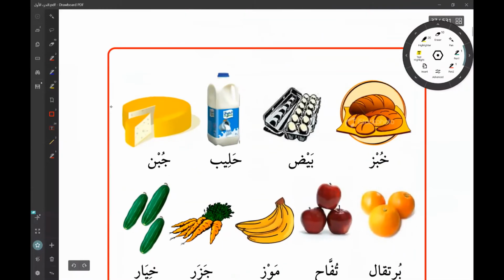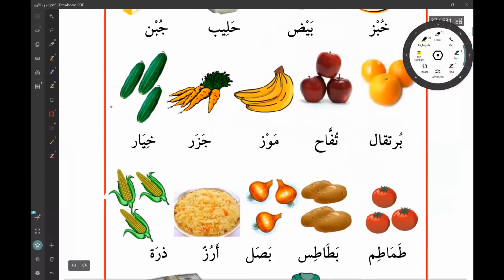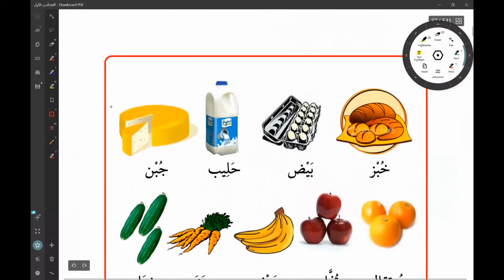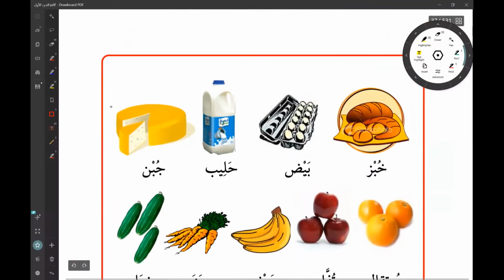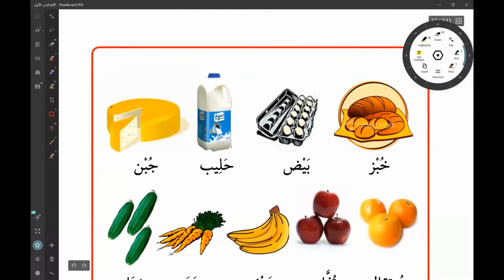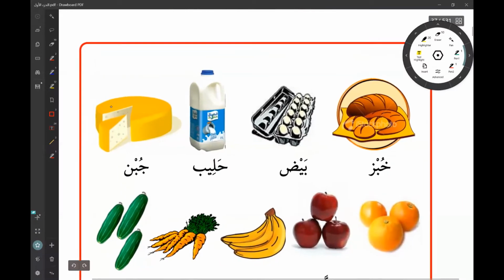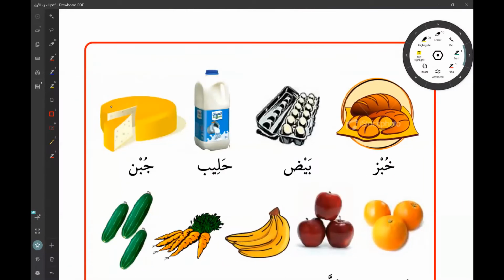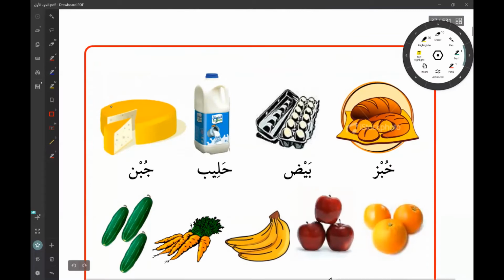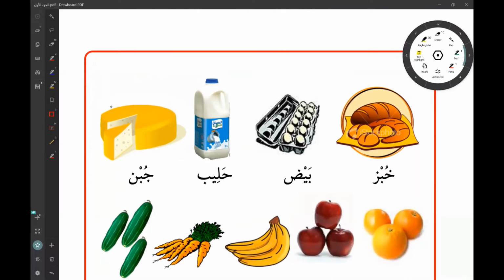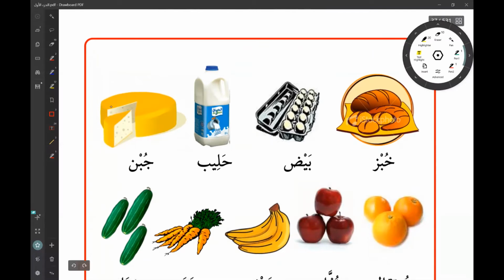Okay, so then it looks like we have lots of words that have to do with food, right? I don't think I have to write the definition because the picture looks very obvious. So I can probably read them, and if anything is confusing, then I can write it down. So khubz is bread, right? That's fine. Looks like bread.